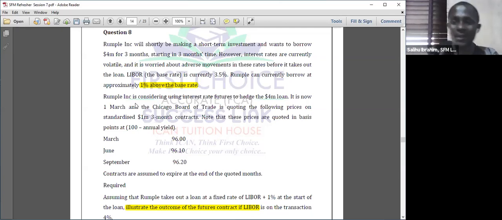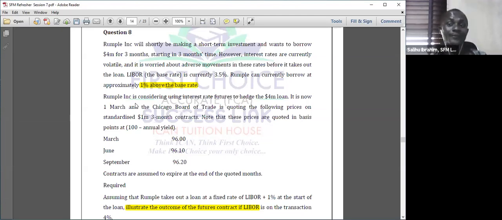Let us assume that currently the interest rate is 10%. In the future, my interest rate is 10%. The implication is that the futures price will be what? It will be 90, because the difference between 100 and the interest rate will give you the futures price. Meaning that the futures price plus the interest rate should sum up to what? 100. The futures price plus the interest rate should sum up to 100.